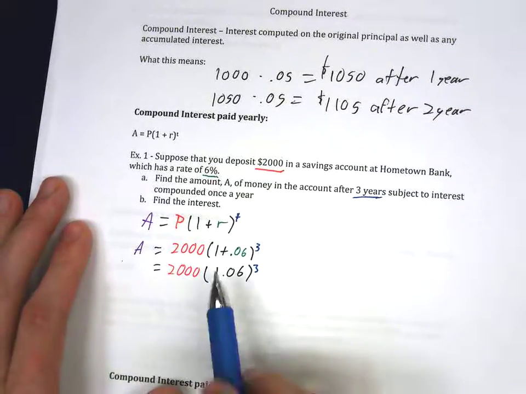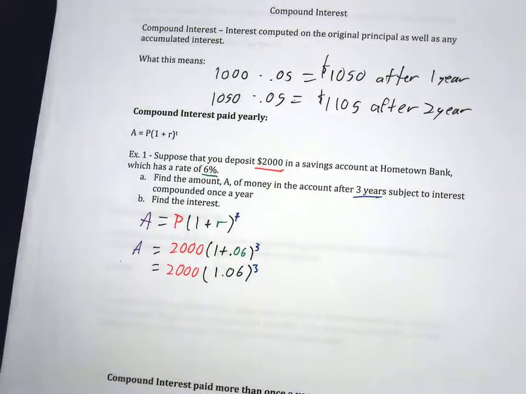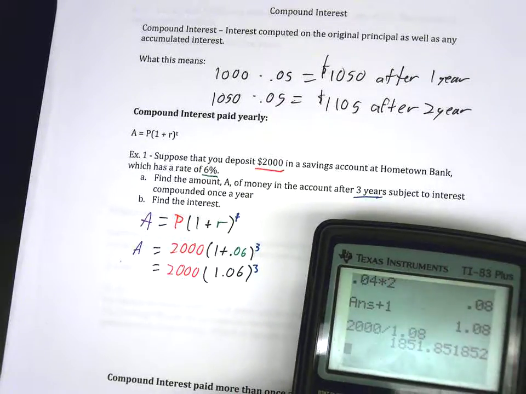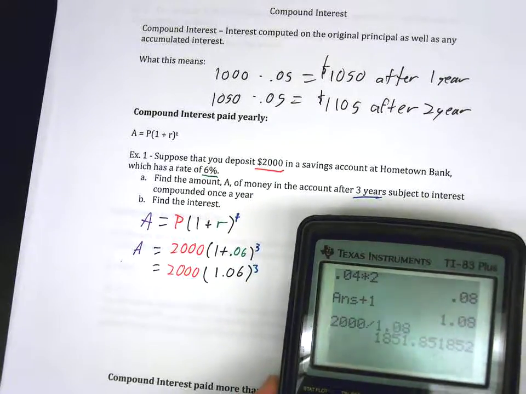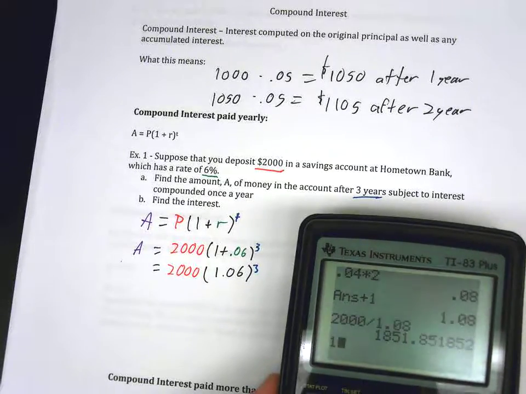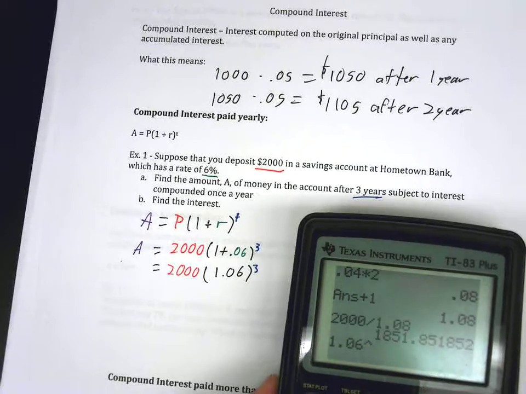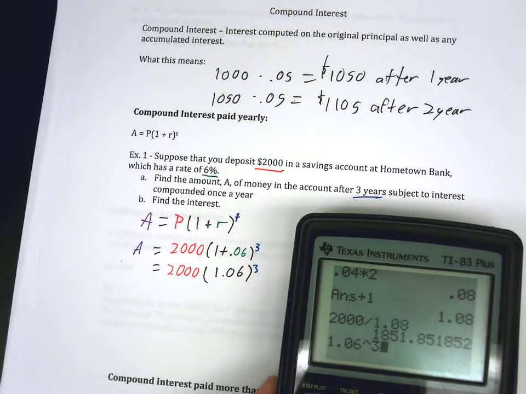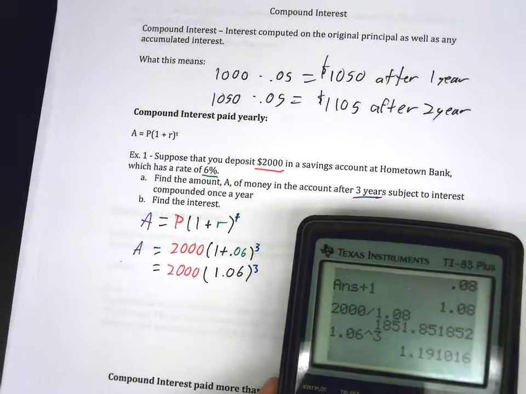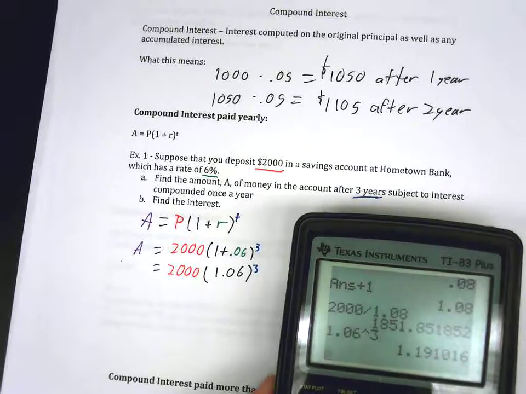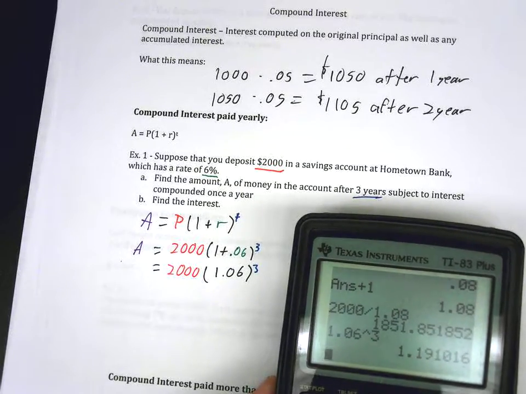Now, at this point, I'm going to do 1.06 to the third power in the calculator. Now, there's a couple ways you can do this with the calculator. The main way I'm going to suggest is just doing 1.06 and then using the caret for that, and then to 3. And that's going to tell us that we end up with 1.191016.